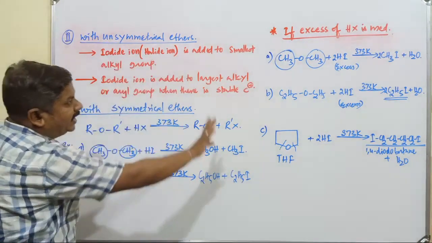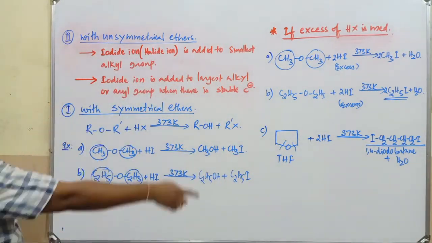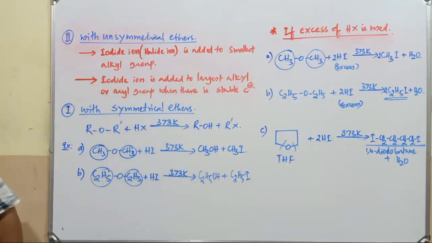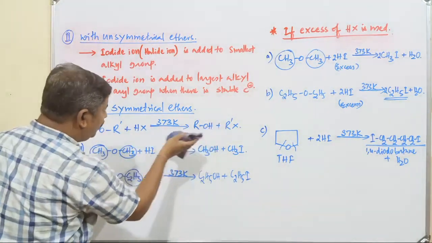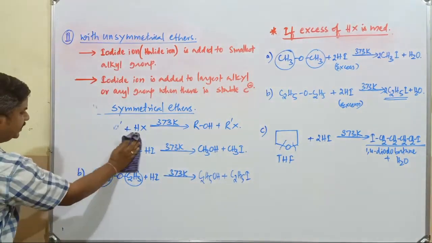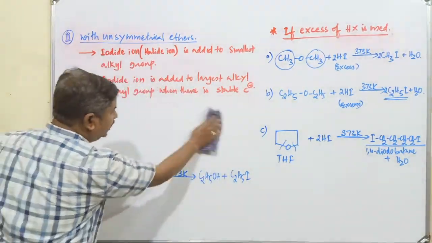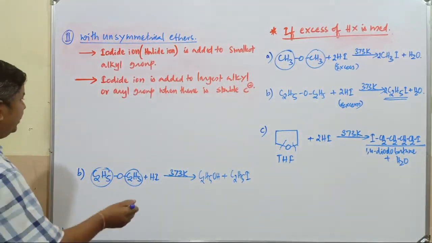Usually iodide is added to which group? The smallest alkyl group, because we are taking two different types of alkyl groups in an unsymmetrical ether. So first we'll discuss this point, that is, addition of iodide to the smallest alkyl group. Here one alcohol and one alkyl iodide are formed. Let me keep this reaction just to compare with the unsymmetrical ethers.